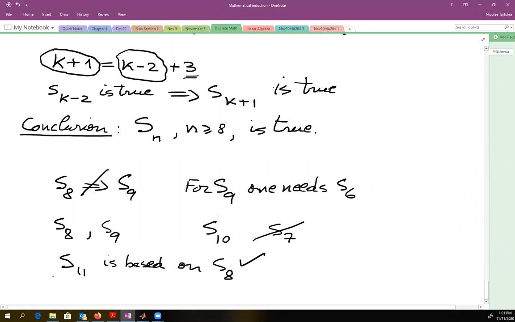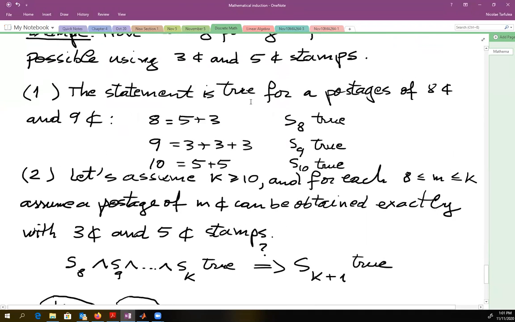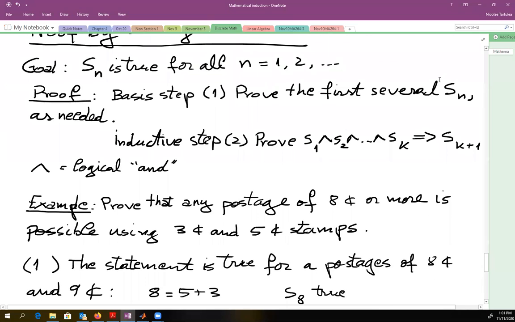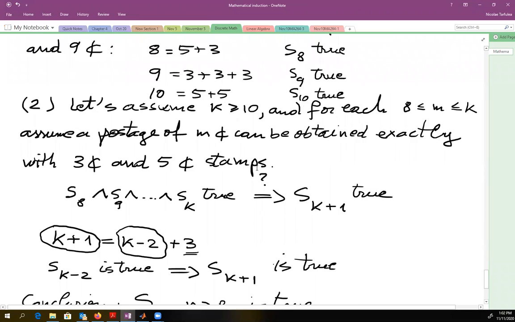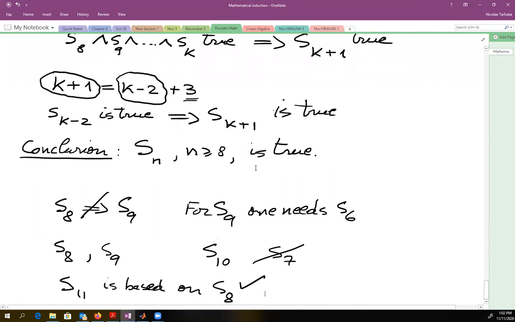Okay, so you understand the argument. Why we need to verify the first several Sn as needed. For example, here in the first step, we need to verify 3 of these. Make sense? Make sense to you? Hopefully it does. And let's continue with this.